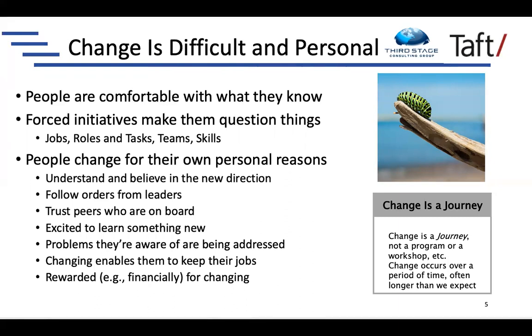The forced initiatives, or the perceived forced initiatives, make them question things like, what's my job going to look like? What are my roles and tasks? Do I have the right team in place, the right skills? And so those first two bullets are really important because, as project practitioners or transformational change practitioners, it makes sense to us that the change makes sense.